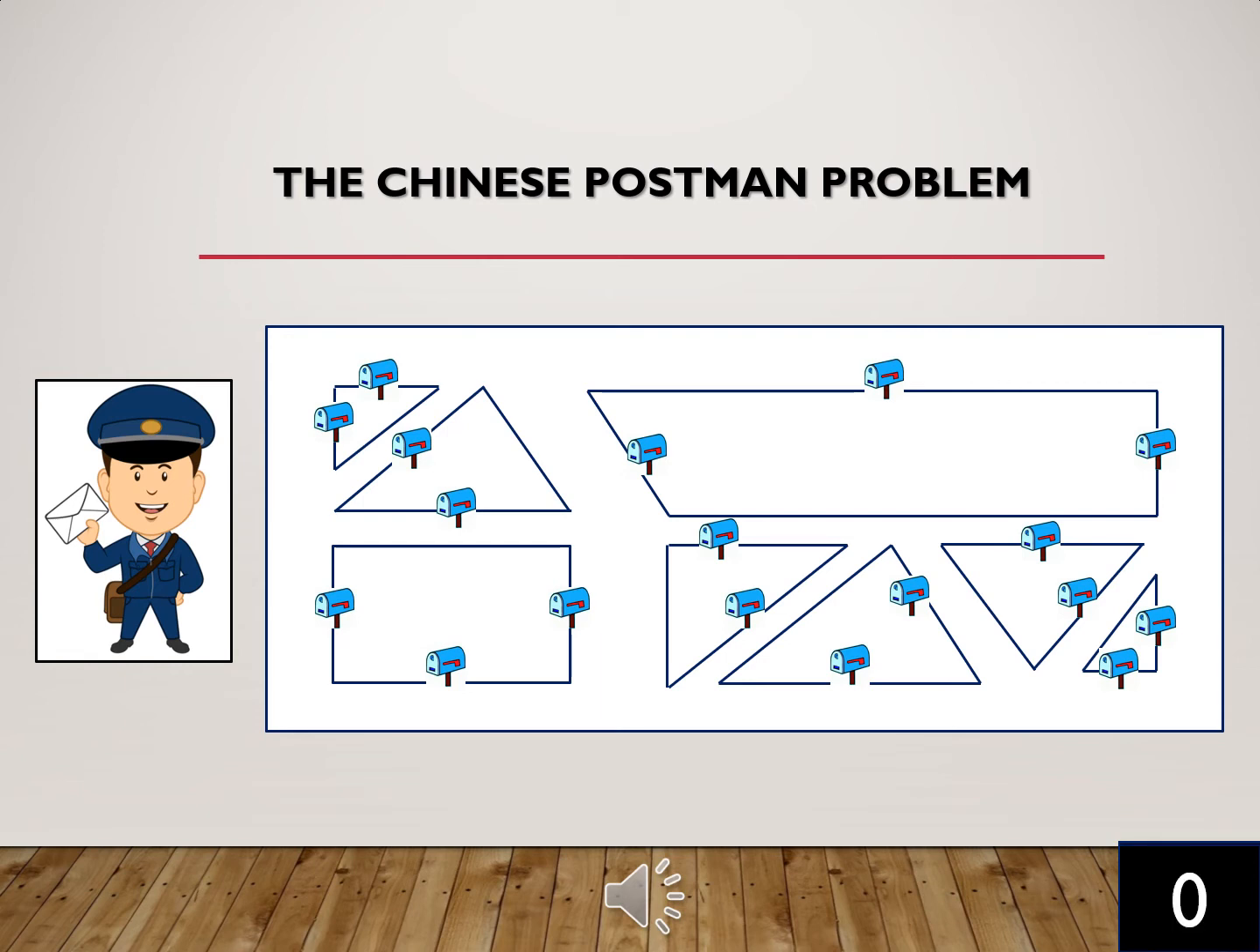Okay, let's solve it using graph theory. The first step we can do is identify what our vertices and edges will be. We can establish the street intersections as the vertices. Here we label them as A through K, and the streets with mailboxes represent the edges. So in total, we have 10 vertices and 18 edges.